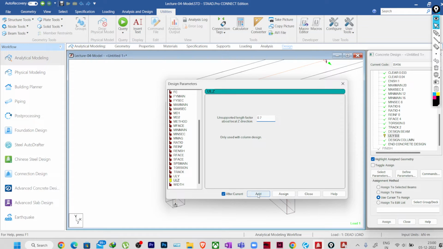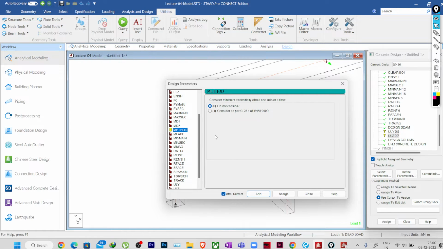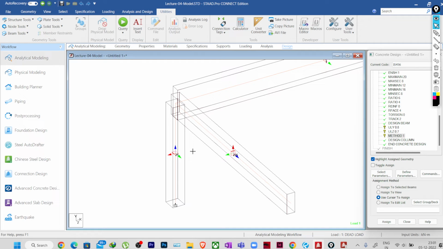0.7, after current, add. There is one more command that we will be assigning, which is this method. So you can see, consider minimum eccentricity about one axis at a time as per clause 25.4 of IS 456-2000. So this method 1 will be applying here. So after current, add.